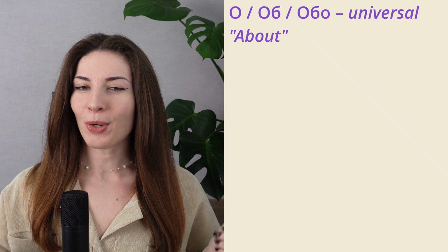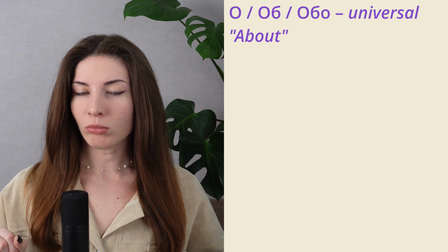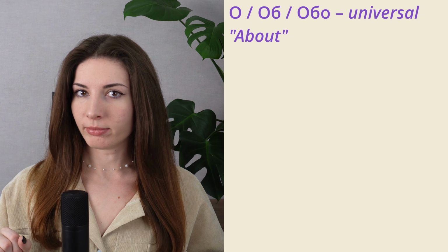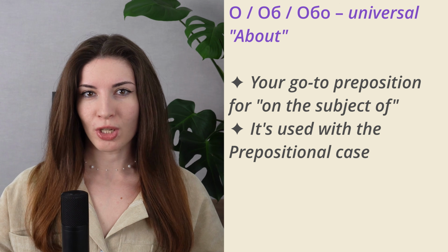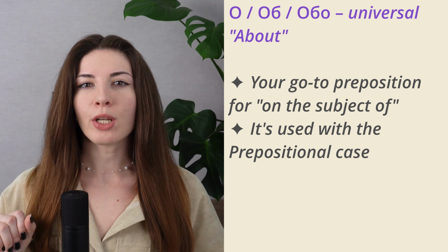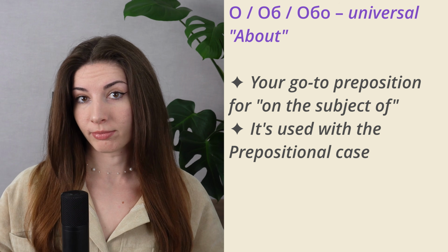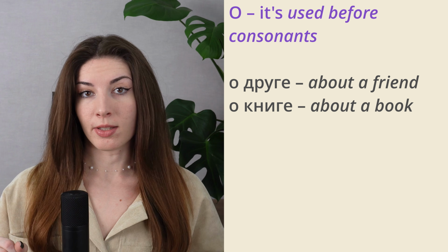Let's start with the one you all know, our preposition о. О can have a few variations: о, об, обо. This is your go-to preposition for on the subject of. This one will always be used with the prepositional case. О is used before a consonant.